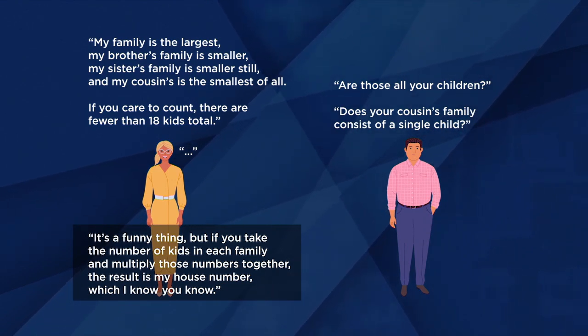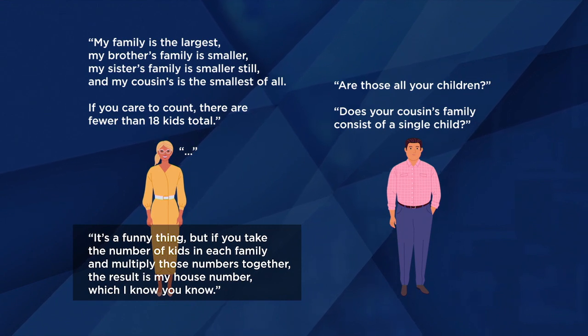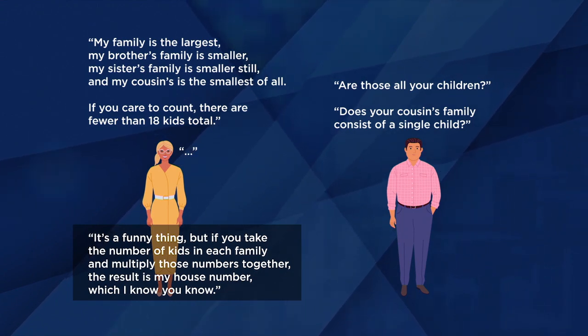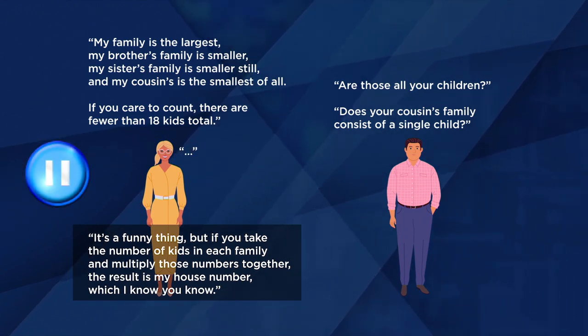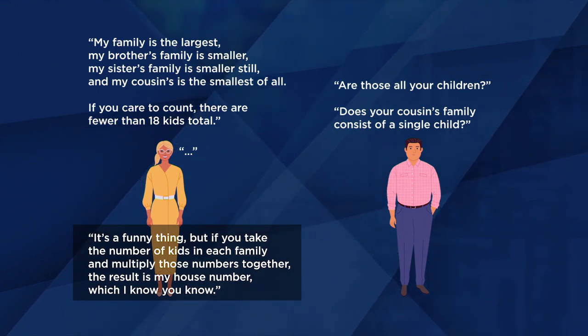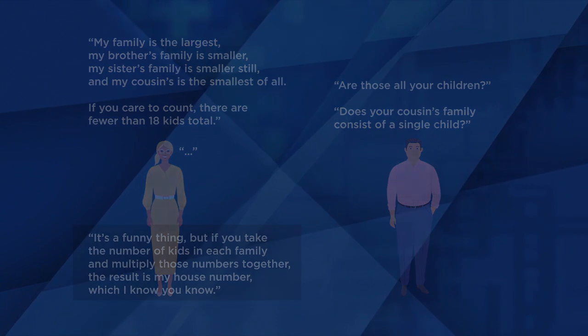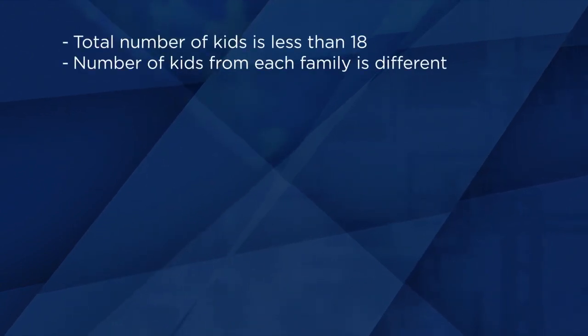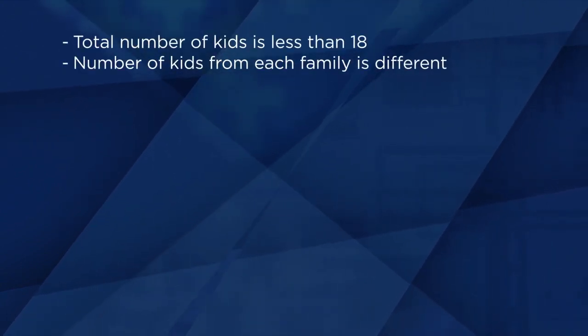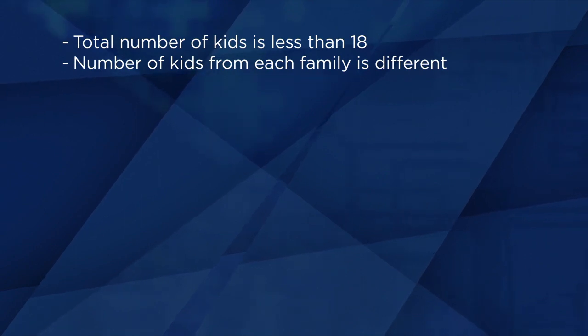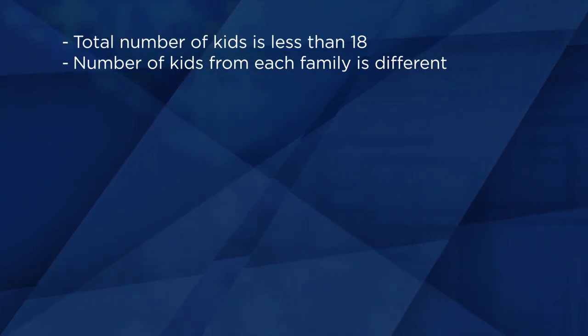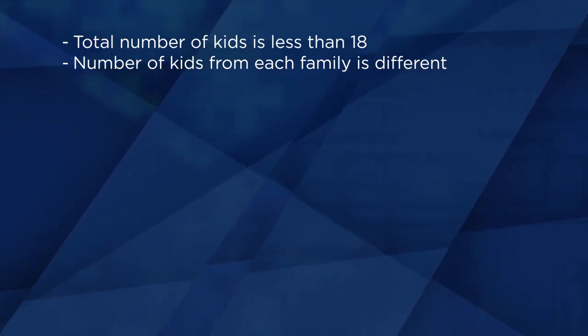This is another of those delightful puzzles where it's unclear even how to begin. But if you mull it over for a while, you might realize that you have more information than you think. Okay, let's see what we can do. Fred initially has 2 pieces of information. The total number of kids is less than 18, and the number of kids in each family is different. What can we infer from this?